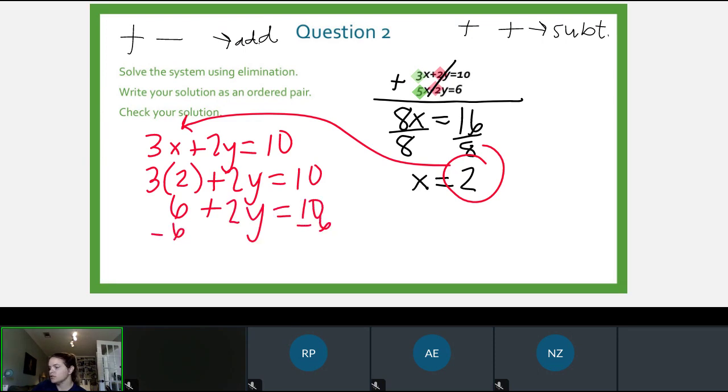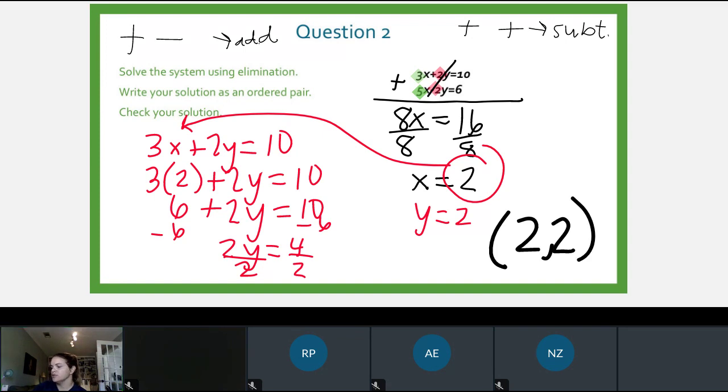We're going to subtract 6 from both sides, and we would get 2y equals 4. Divide by 2 on both sides. So y equals 2. So that means our solution is (2, 2). Okay.